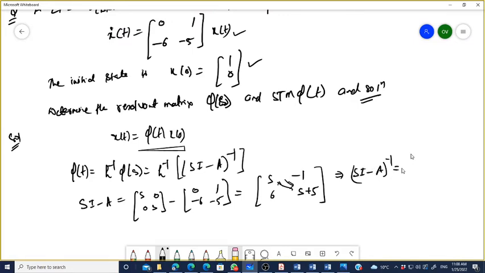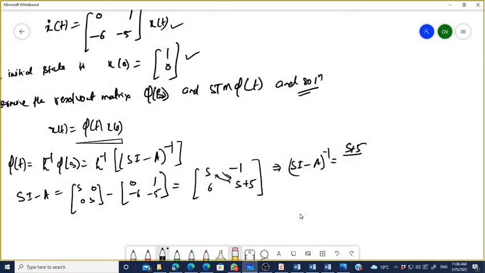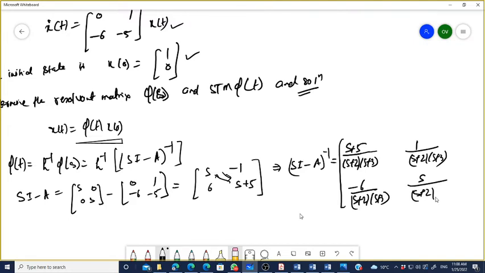So it will become s plus 5 upon (s plus 2)(s plus 3). Very good. Then here it becomes 1 upon (s plus 2)(s plus 3), here it becomes minus 6 upon (s plus 2)(s plus 3), and here it becomes s upon (s plus 2)(s plus 3). We change the sign of these off-diagonal terms and exchange the diagonal ones, with the determinant below. So now this is the (sI minus A) inverse.